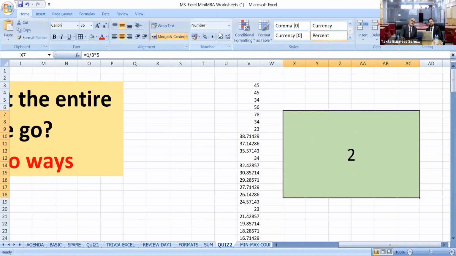I'll again go to the ribbon. At the center, you see that 0. Increase decimal. I am just increasing the decimal. 1.67. I can increase more also. 1.66 and onward. Now you see 1 by 3 multiplied by 5 is this result.